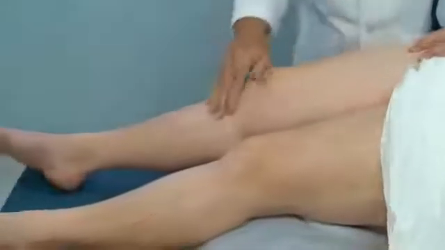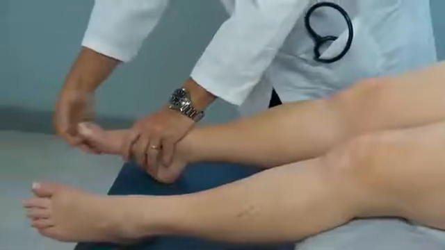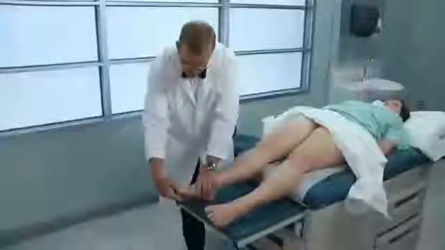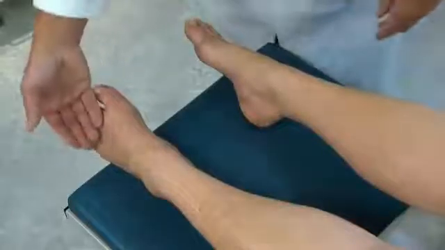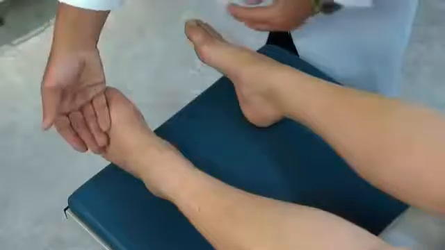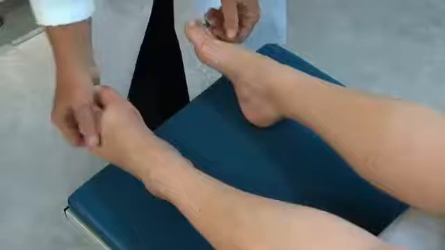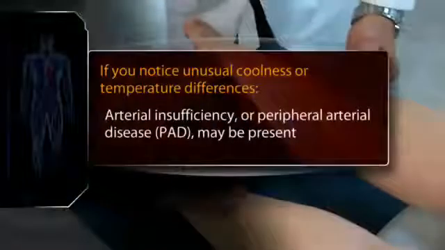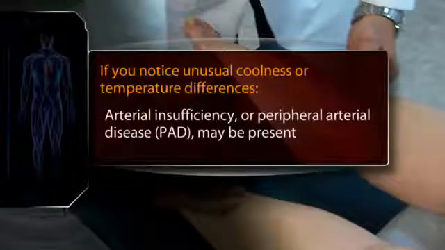On the lower legs, feet, and toes, observe the color and texture of the skin and nail beds, and the distribution of hair. Assess the skin temperature of the feet and lower legs with the backs of your fingers. If you notice unusual coolness or temperature differences, check further up the legs. Arterial insufficiency or peripheral arterial disease may be present.